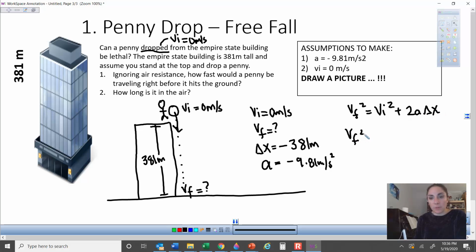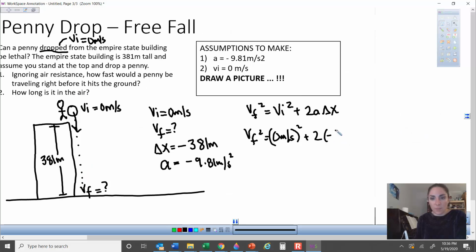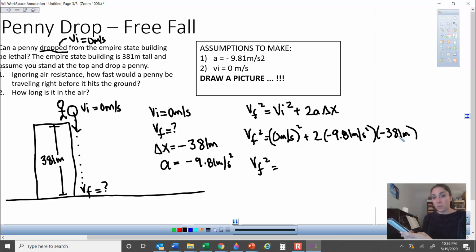And then we can go ahead and plug in our values and solve for our unknowns. And there you have it. So now I'm going to go ahead and simplify things. I'm going to take some shortcuts. So that means that this is 0. So that whole term goes away. So essentially what I need to do is do 2 times negative 9.81 times negative 381. I am taking those negative signs. And that's important because this becomes a positive value.